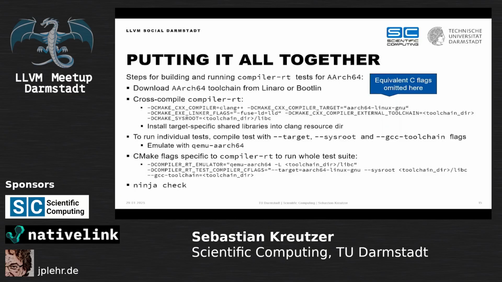Cool. Then some final thoughts on putting it all together. So this is what I did for testing my compiler-RT extension. Basically, yeah, first step, get the toolchain. I think in my case I got it from Linaro. Then cross-compile compiler-RT, so I have a different build for your target libraries there. I added all the flags here. I don't think I need to go over them, but basically again, set your toolchain, set the sysroot, and then once that's built, you need to make sure that the target-specific libraries are in the resource dir.